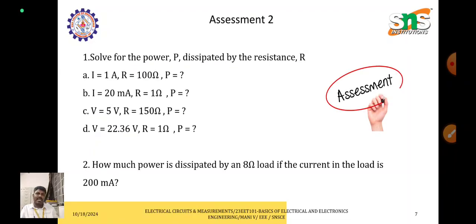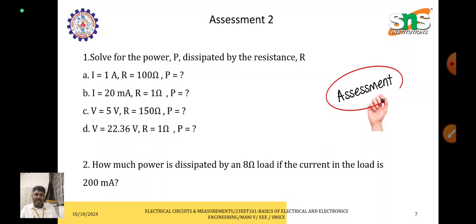And this is the second assessment. Can you solve this problem? Here we have to determine the power dissipated across the resistance. Okay, in option A, the current and resistance are given, and we have to determine the power. In the second, current and resistance are given, so we have to determine the power. In the third, voltage and resistance are given, and in the fourth, voltage and resistance are given; we have to determine the power.